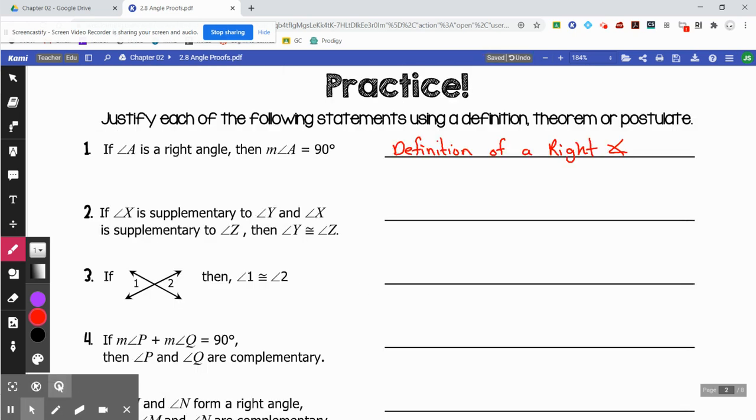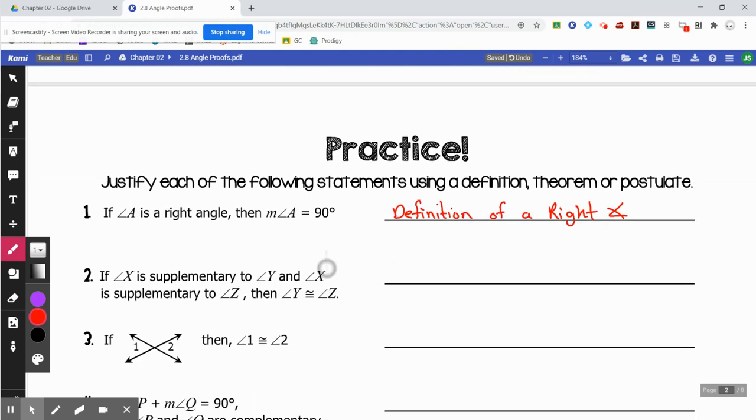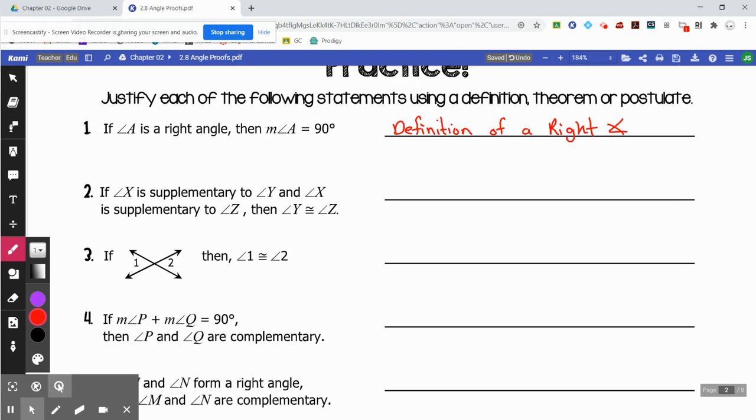Number 2 says if angle X is supplementary to angle Y and angle X is supplementary to angle Z, then angle Y and Z have to be congruent. And again, that follows nearly identically. If A is supplementary to B, C is also supplementary to B, then the two angles have to be the same. A and C would have to be the same. That is the congruent supplements theorem.